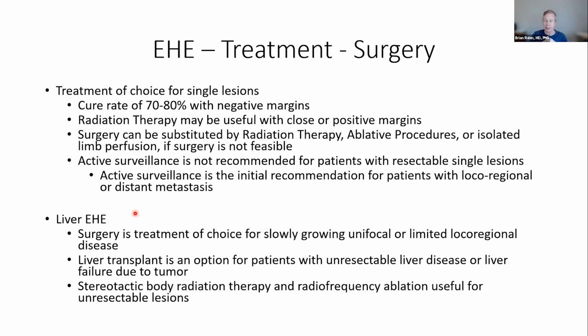And so in those kind of instances, radiation therapy is very useful in what we call cleaning up a positive margin. So you can go in there and irradiate around the tumor. And if there's tumor cells there, radiation can be quite effective in keeping the tumor from recurring. Surgery can be substituted by radiation therapy and ablative procedures for isolated lymph perfusion if surgery is not possible. So just to say, again, this is why you want to end up at a multidisciplinary sarcoma group, somewhere with a lot of experience, because they have experts in every single one of these areas and really can decide on what is the absolute appropriate therapy for you.